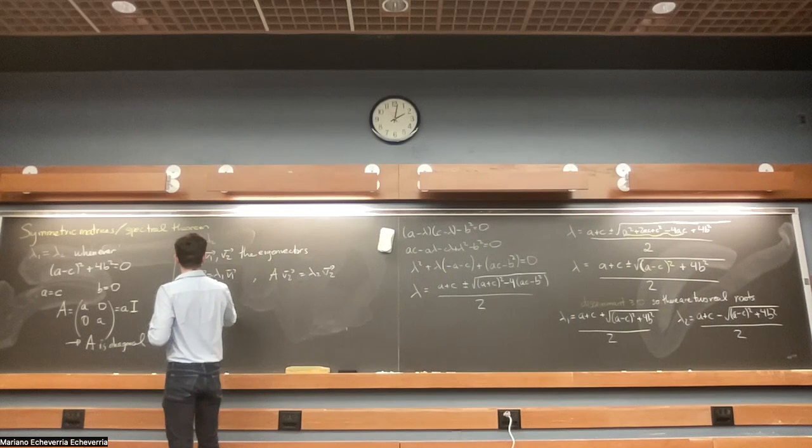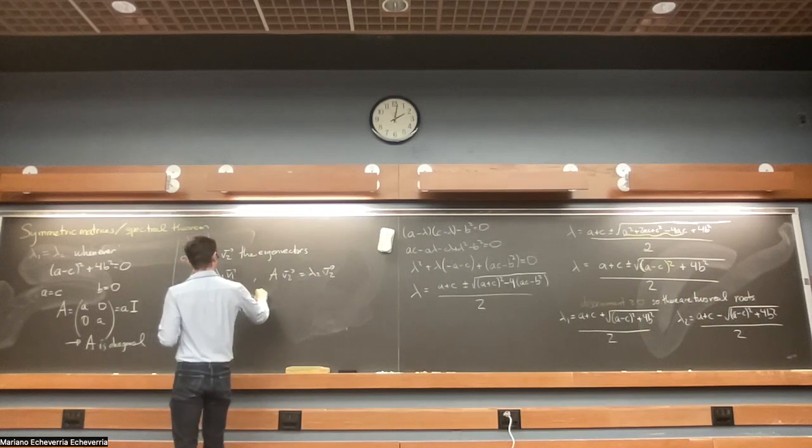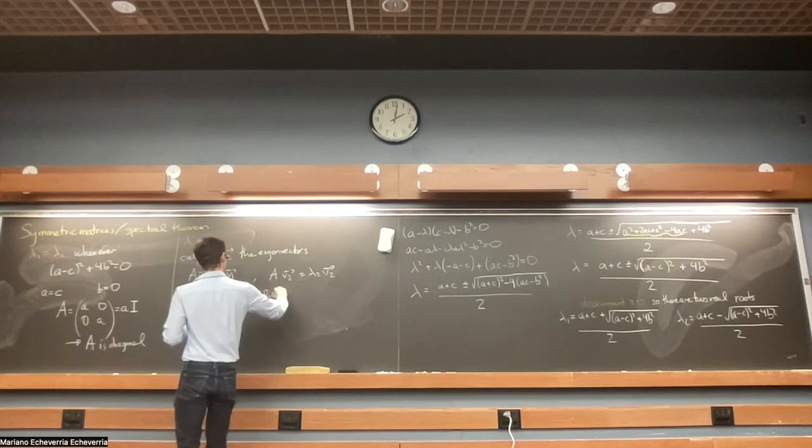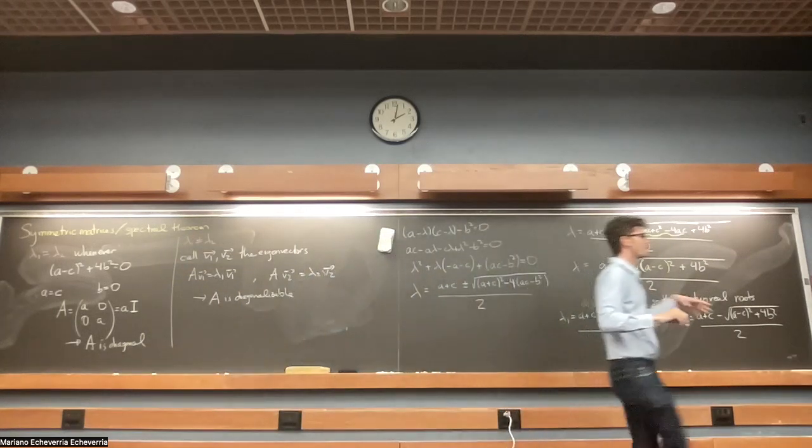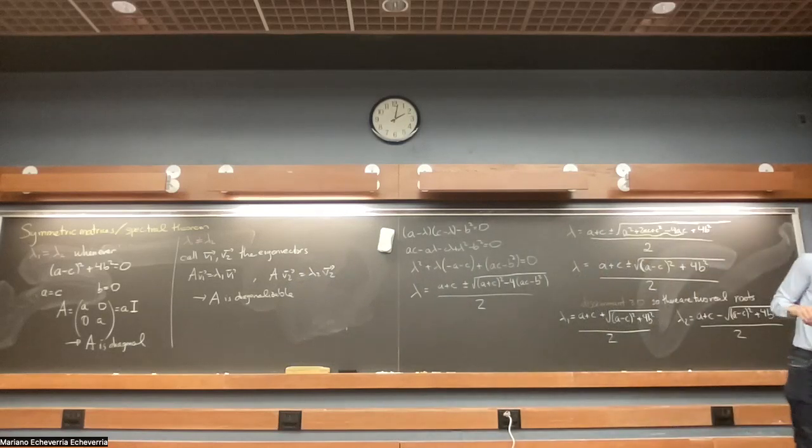So A is diagonalizable. In fact, I'll write the spectral theorem in a couple minutes, but what the spectral theorem says is that more or less this situation continues to work in the n by n case. So if you have an n by n symmetric matrix, all its eigenvalues are real, and the matrix happens to be diagonalizable.